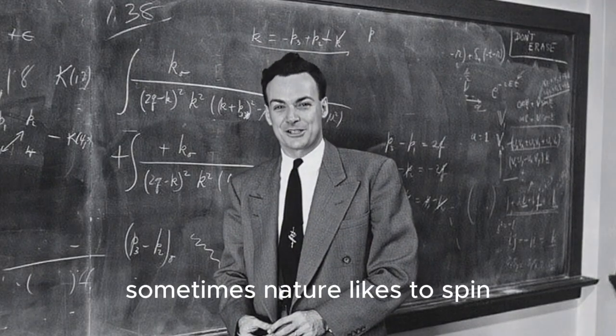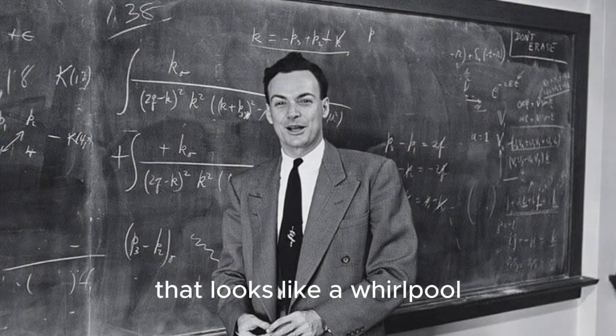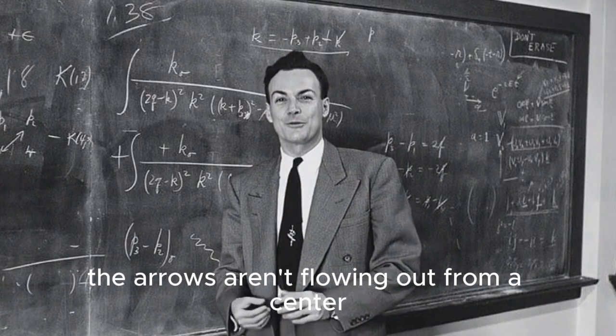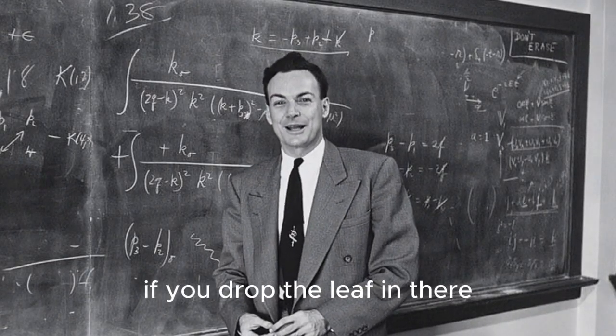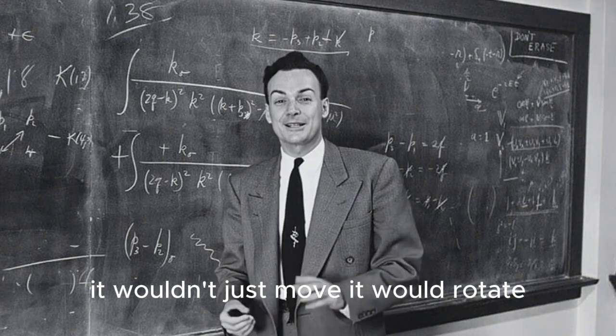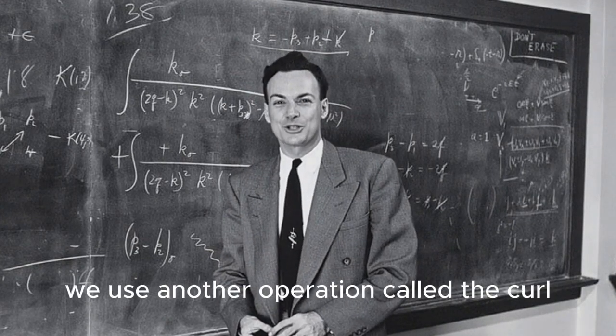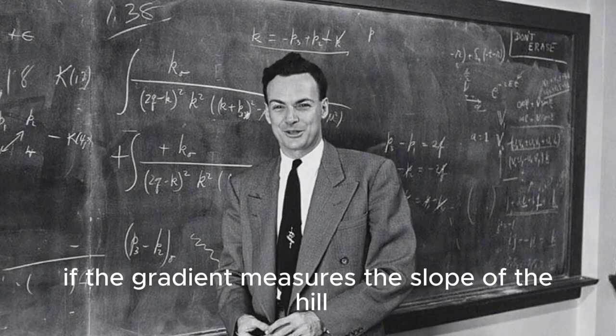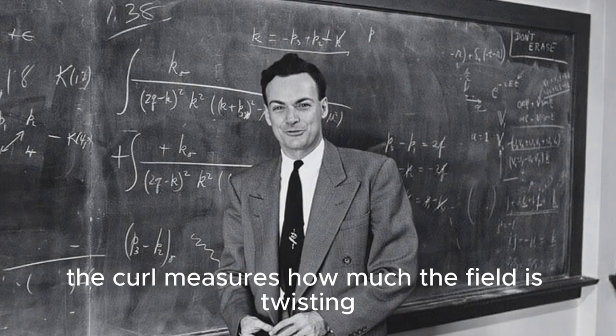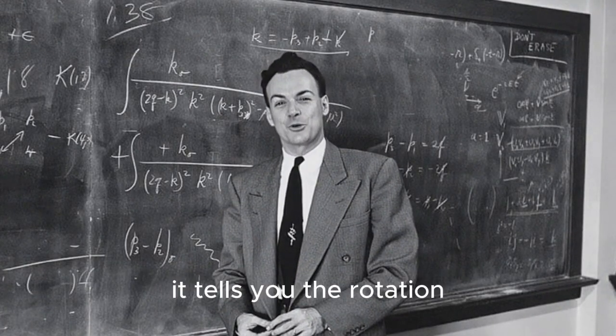Sometimes nature likes to spin. Imagine you have a vector field that looks like a whirlpool. The arrows aren't flowing out from a center. They are circling around it. If you drop a leaf in there, it wouldn't just move. It would rotate. To measure this swirliness, we use another operation called the curl. If the gradient measures the slope of the hill, the curl measures how much the field is twisting. It tells you the rotation.